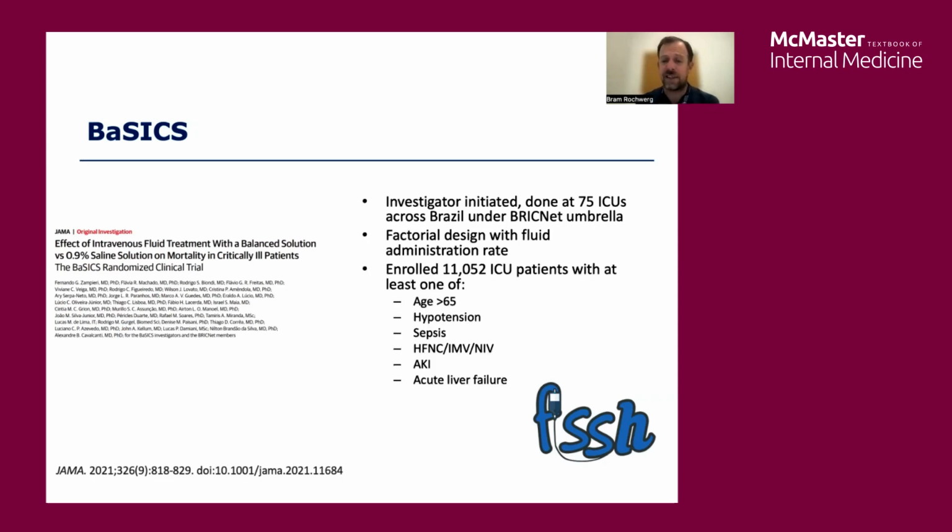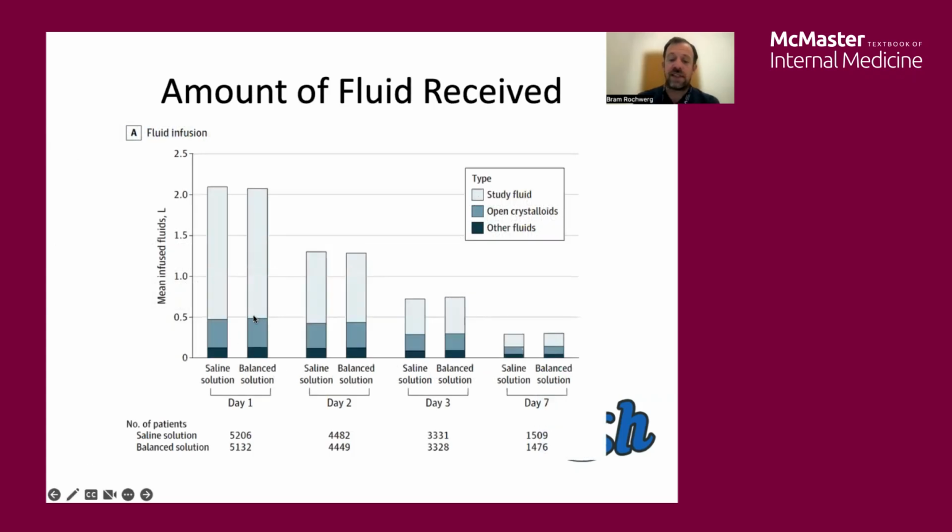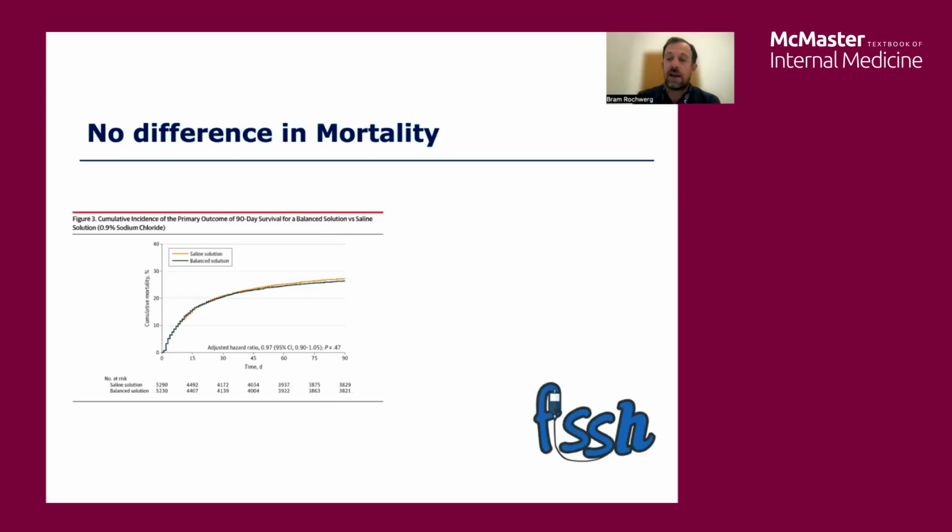Patients had to be admitted to ICU and had to have at least one of these factors that would suggest that they required ongoing fluid resuscitation. You can see that study patients received on average 2 to 3 liters of study fluid with very minimal open label fluid administration. The majority of the fluid was given on day 1, with decreasing amounts as the days went on. You can see, again, fairly good protocol adherence.